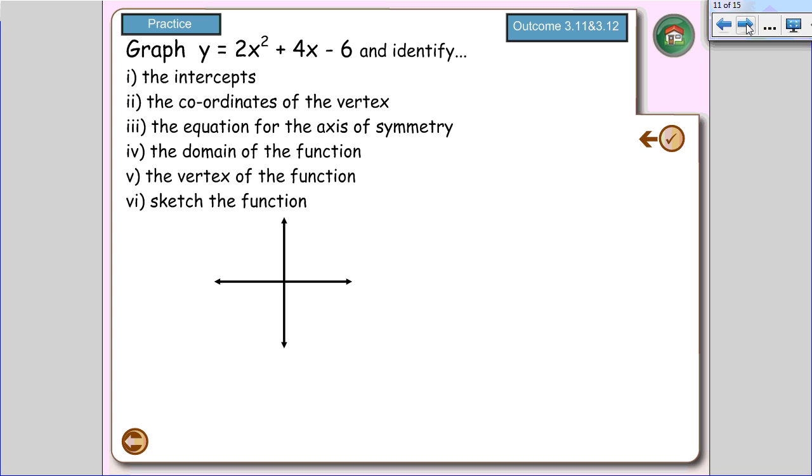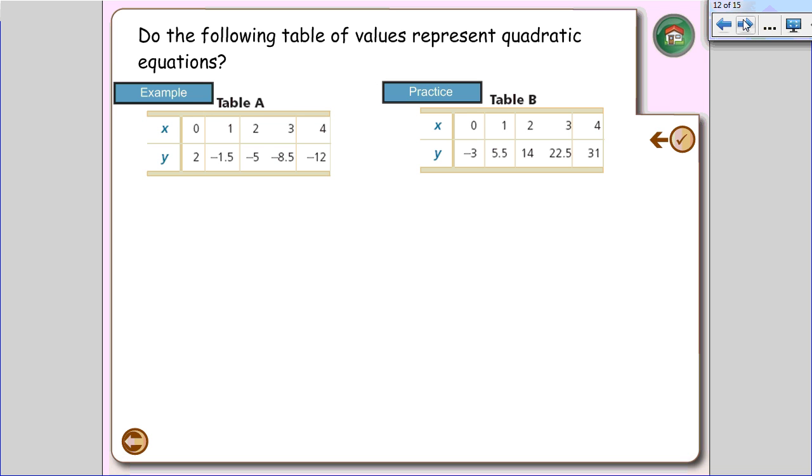Okay, the next thing we need to do is follow a table of values and see if it represents a quadratic equation. So this is a little tricky. I'll do the first one with you. The second one you're going to try on your own. So if you ever get given a table of values, and it says, is this a quadratic equation? That's what the question says. Does this represent a quadratic equation?